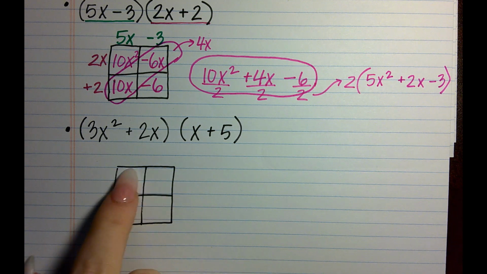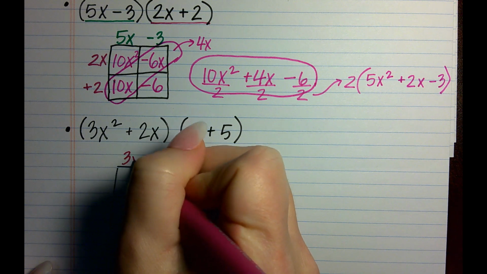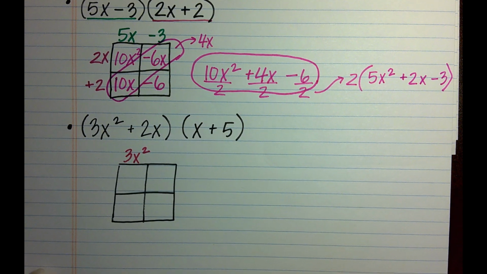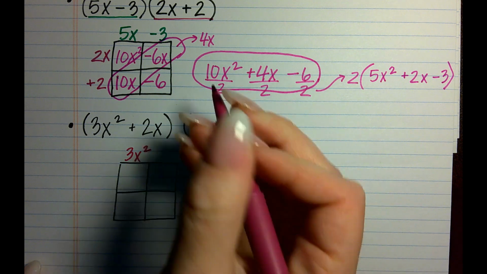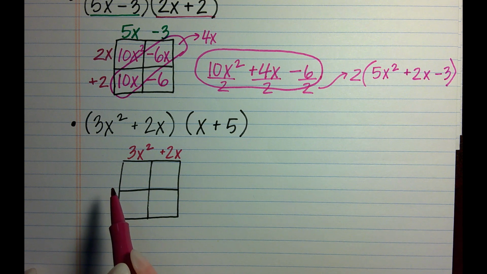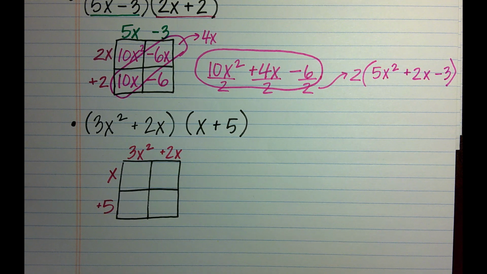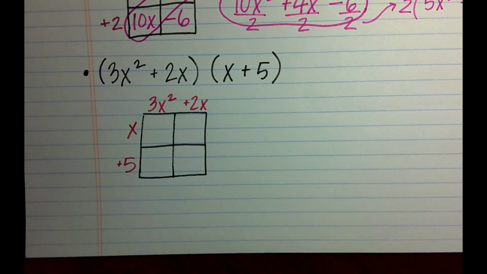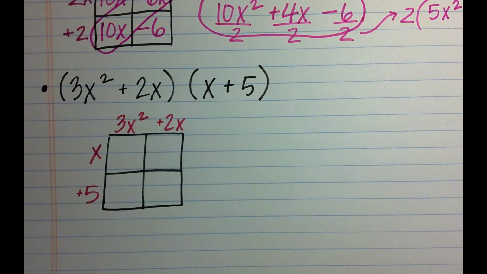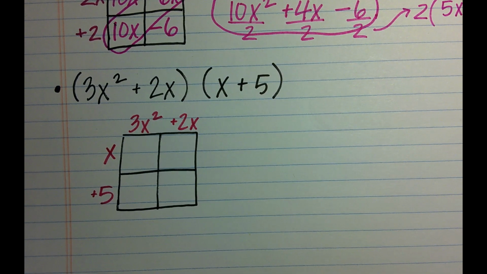What do I write first? 3x squared. Yes, go ahead. What do I write here? 2x. Good. Down in the first box to your left is x. Good. X and a 5, plus 5. Perfect. Now, writing the plus sign is optional. I always like to do it just to make it intentional, and it helps me remember that I am doing either a positive or a negative number in those boxes. But you don't have to write it.